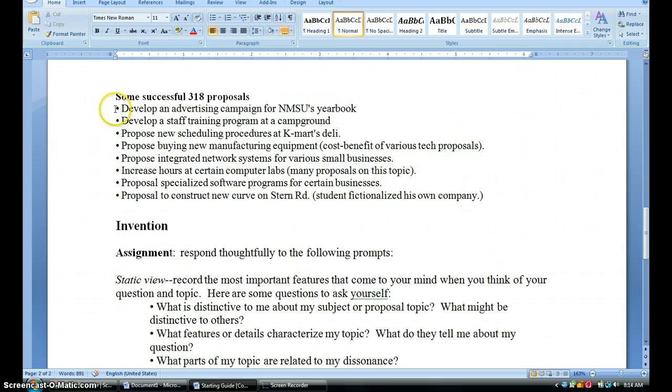Here are some successful 318 proposals. All of them are pretty good. Some of them are a little large. For example, this proposal to construct a new curve on Stern Road. A student fictionalized his own company. If you want to fictionalize your own company, you can do that to solve a problem that you're interested in.